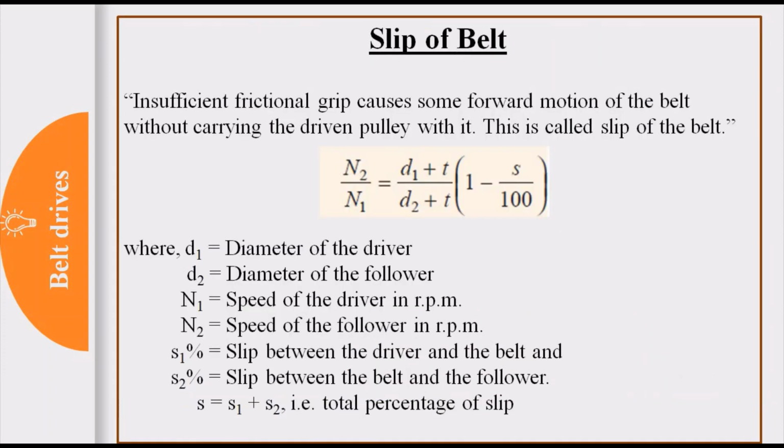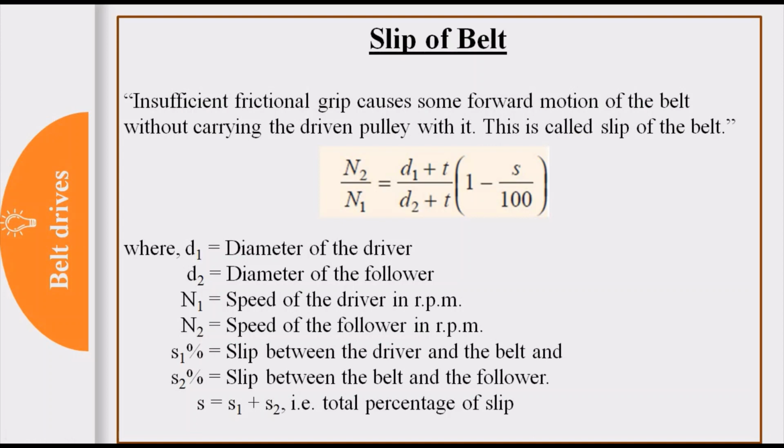Now next, slip of the belt. We can say that insufficient frictional grip causes some forward motion of the belt without carrying the driven pulley with it. In simple words, the belt is running ahead of the driven pulley because of insufficient grip.